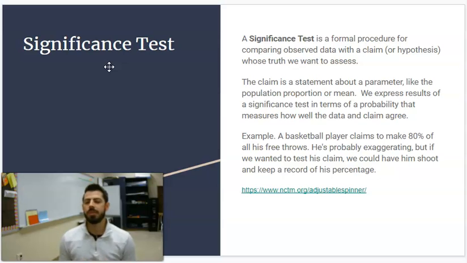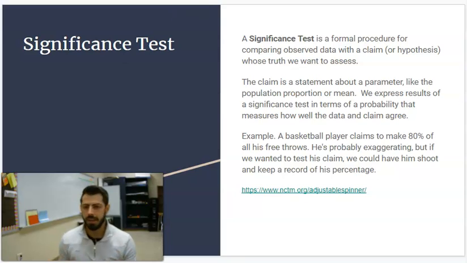We express the results of a significance test in terms of probability, which measures how well the data and the claim agree with each other. So, for example, suppose a basketball player claims that he makes 80% of all of his free throws. He's probably exaggerating, but if we wanted to test this claim, we could easily have him shoot a bunch of free throws and keep track of the percentage.